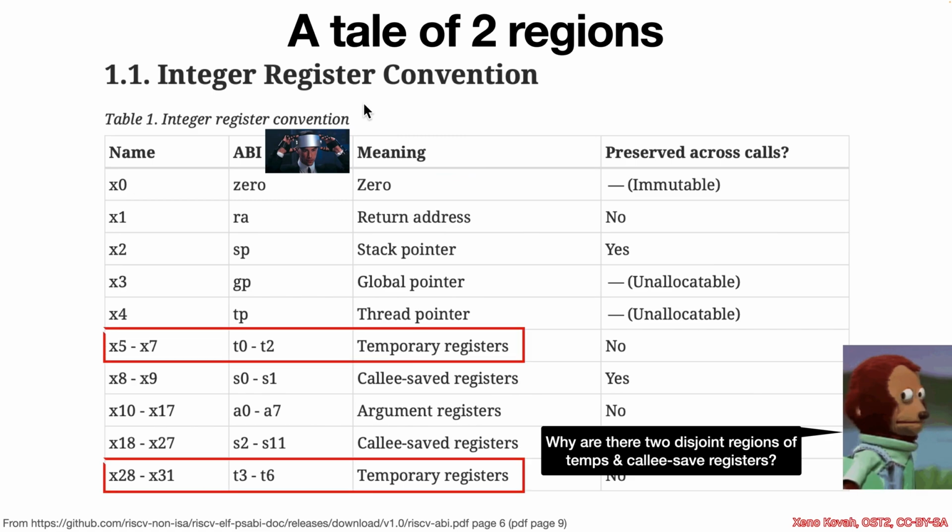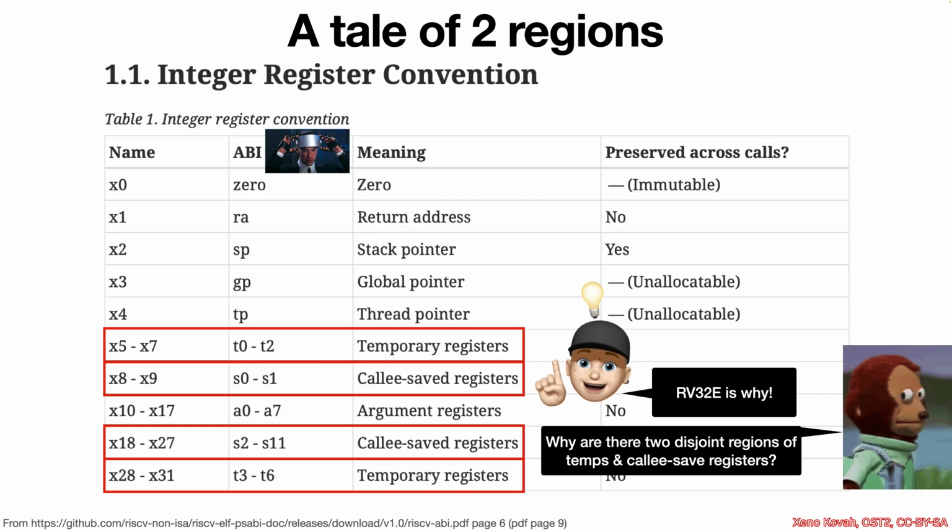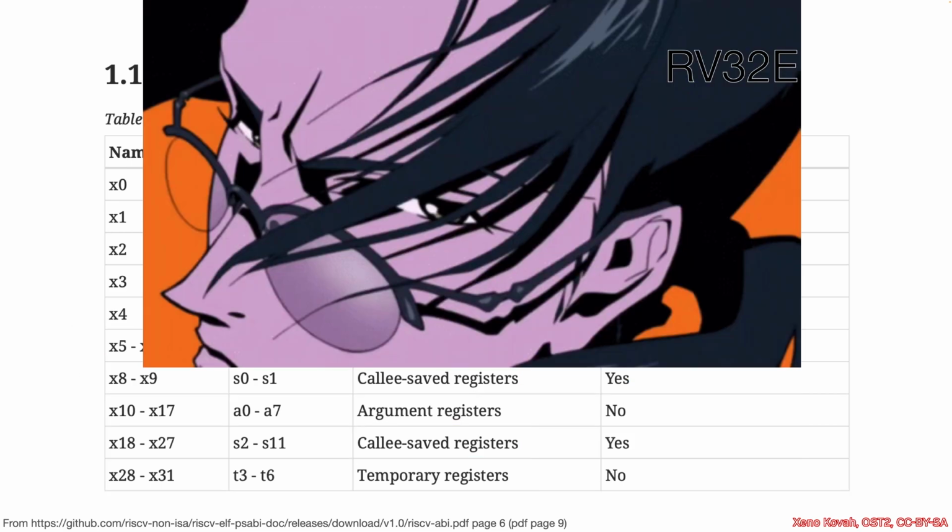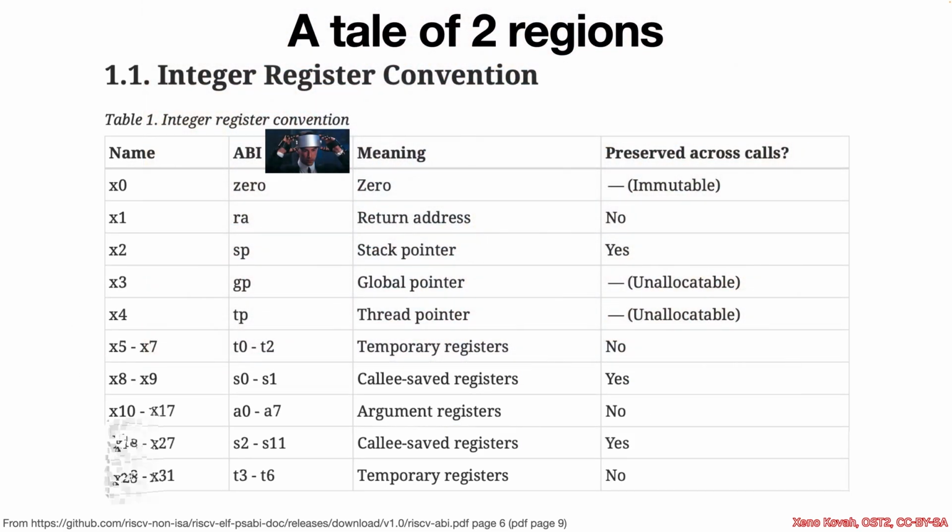And so you might be asking yourself, why do we have 2 disjoint regions for temporary registers and callee saved registers? We've got T0 to T2 up here at X5 to X7, and then T3 to T6 at X28 to X31. Likewise, we've got these disjoint S0 and S1 and S2 to S11. So why are these disjoint? Well, the answer is RV32E. So we said RV32E is going to cut down from 32 general purpose registers to only 16 general purpose registers. So that would look a little something like this.